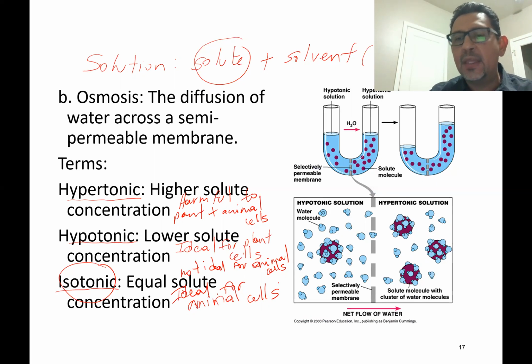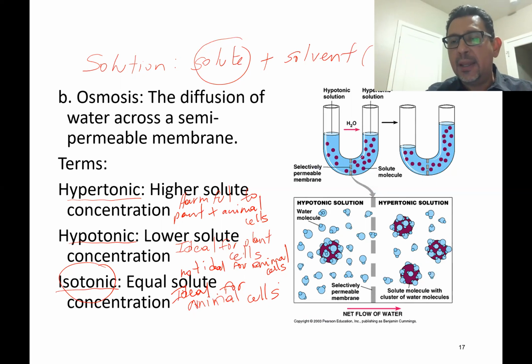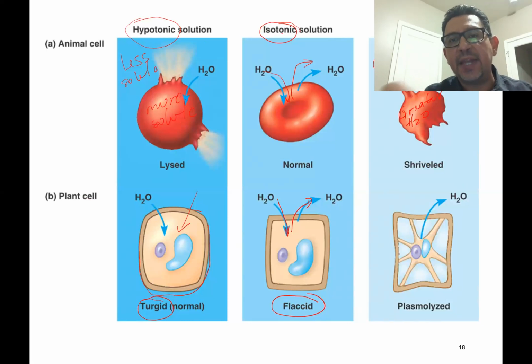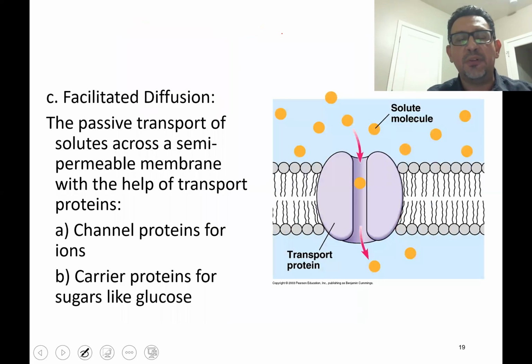Okay, so now we've covered the effects of osmosis on plant cells and animal cells depending on the environment where they can be found. A hypotonic environment, an isotonic environment, or a hypertonic environment. And try to remember which one of these will be ideal for the animal cell, which one is ideal for the plant cell, and which one is detrimental to both.